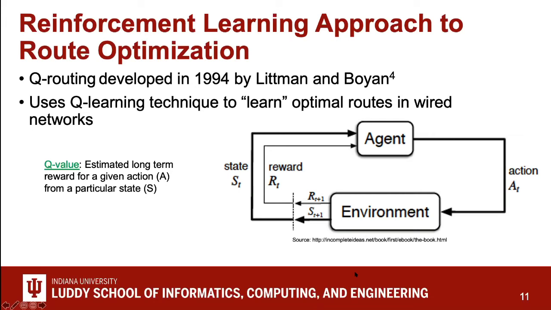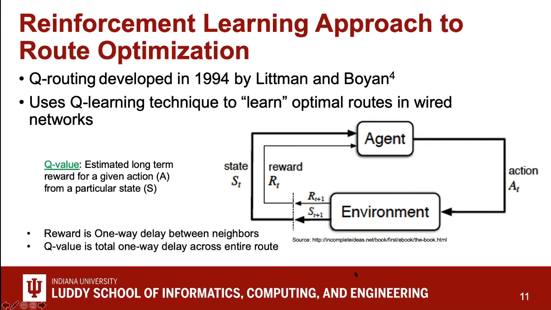And as it takes actions over time and comes across different states, it builds up information, and it learns optimal actions to take during different states. And those become known as the Q value. The Q value is essentially the action that an agent can take in a known state to maximize its long-term reward. In the Q routing algorithm, the authors designated one-way delay between neighbors as the reward. So then the Q value is actually the total one-way delay across an entire route from beginning to end.